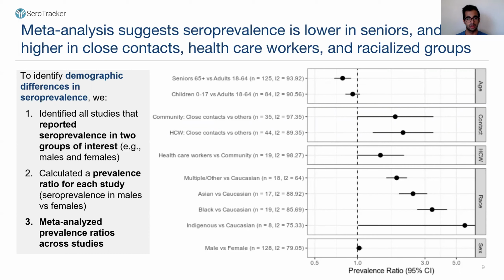And we can see lower seroprevalence in older adults, higher seroprevalence in individuals who had close contact with folks with COVID-19, and in healthcare workers, higher seroprevalence in Asian, Black, Indigenous individuals and other minority ethnicities, and then comparable seroprevalence by sex. And these findings are recapitulated in more recent analysis.